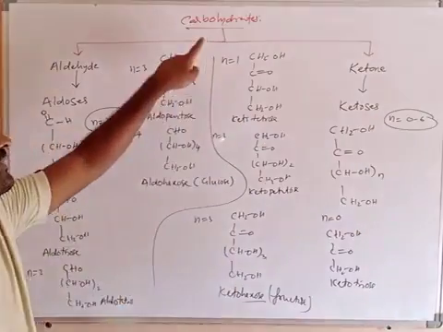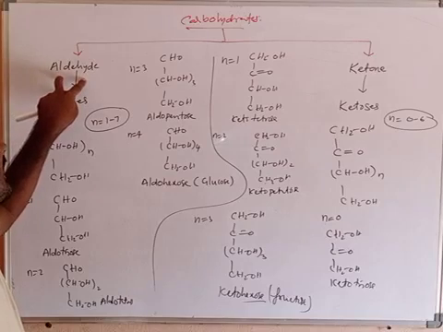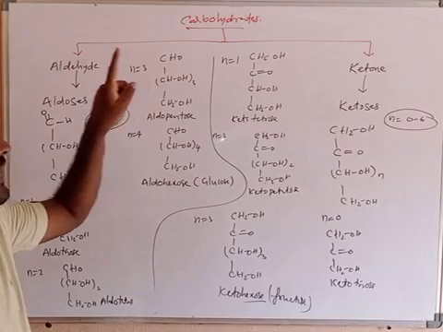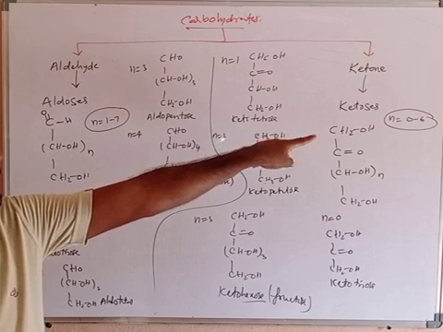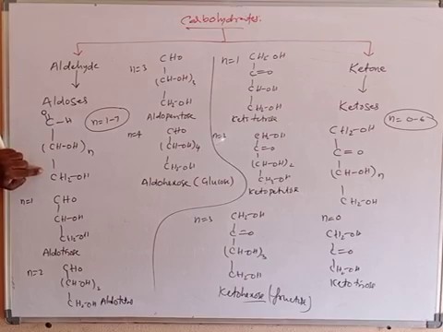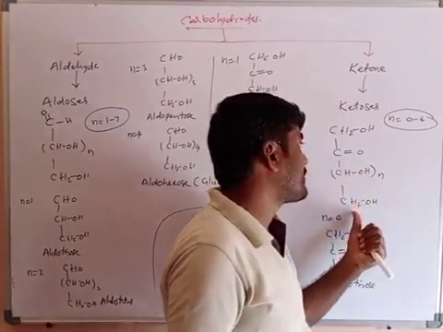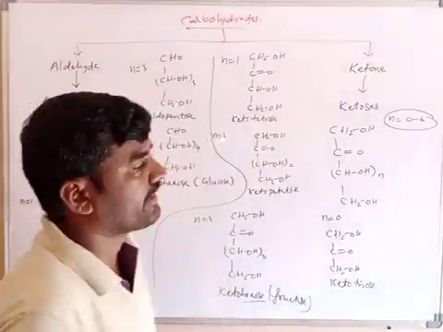Understand? Depending on the functional group, these are classified into 2 types. If it contains an aldehyde, they are called aldoses. If they contain a ketone functional group, ketoses. General formula of aldoses: CHO, CHOH taken n times, CH2OH, with n equal to 1 to 7. For ketoses: CH2OH, C double bond O, CHOH taken n times, CH2OH, with n equal to 0 to 6.